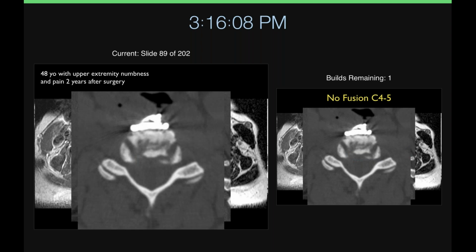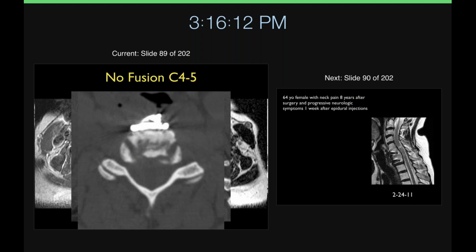And here's what the CT scan looked like through that level. And yeah, it looks like the patient continued to be symptomatic because of lack of good fusion at the 4-5 level and instability.